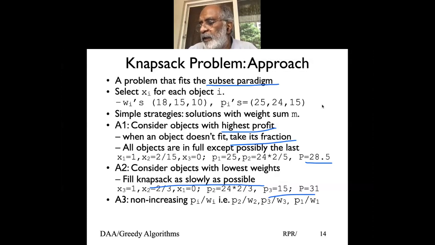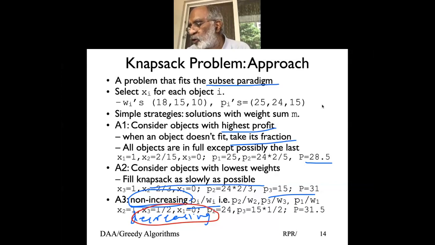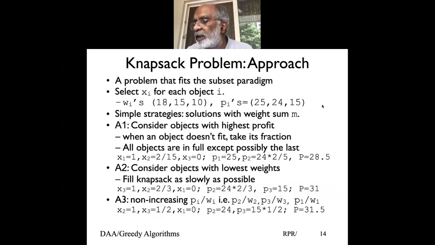And third is non-increasing. So sort them in decreasing order of Pi by Wi. That's what non-increasing means. The two could be equal. There's a basic difference between non-increasing and decreasing. Decreasing means every next item would be less than the previous item. Non-increasing means every subsequent item can be less or equal to but cannot be more. So understand the difference between non-increasing versus decreasing. We'll use the word non-increasing because the ratios could be the same. So we sort that out in our case.